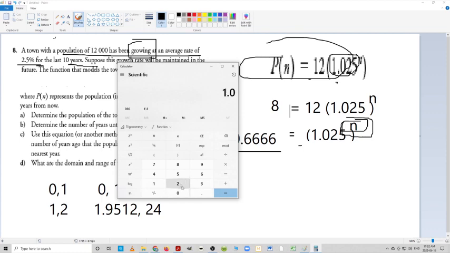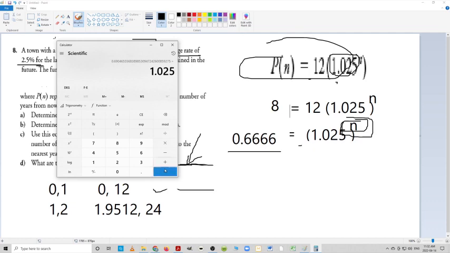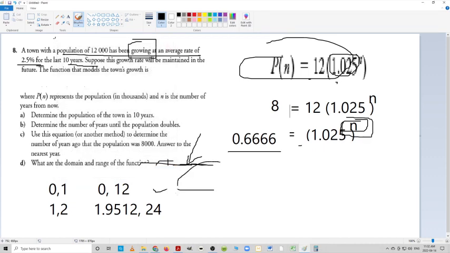1.025 to the negative 15. And we discover we're close, 0.69. We're trying to get to 0.66. So now you can just divide by 1.025 instead of multiplying. So that was negative 15. Here's negative 16. Here's negative 17. So it's happening between 16 and 17, just as our original thing pointed out.